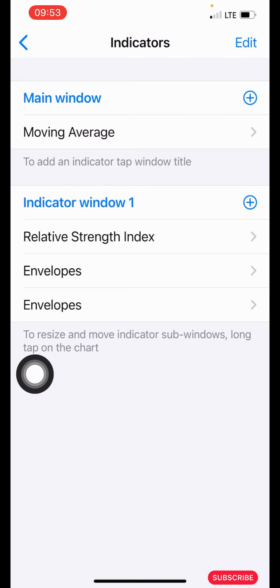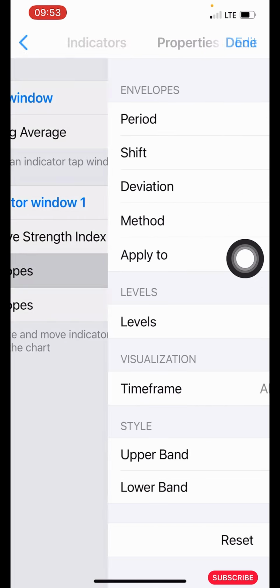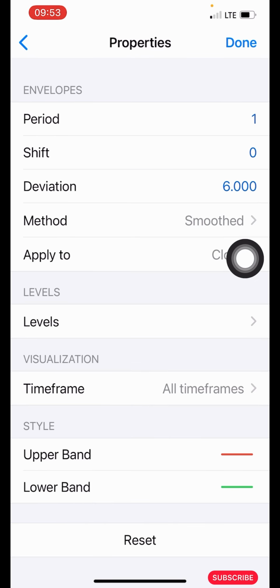So the next one is the envelope. You click on the indicator plus icon now, then you search for your envelope. These are the properties for the envelope. The period is 1, shift is 0, deviation 6.000. The method is smoothed, apply to is close. The level, you leave it as it is. Time frame is all time frame.